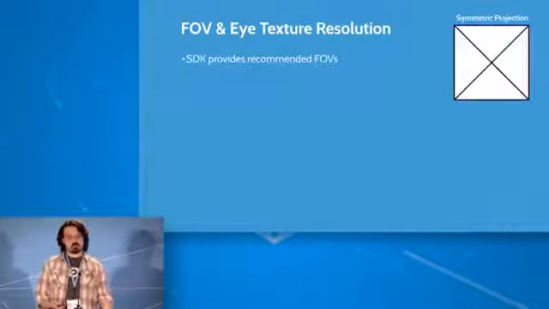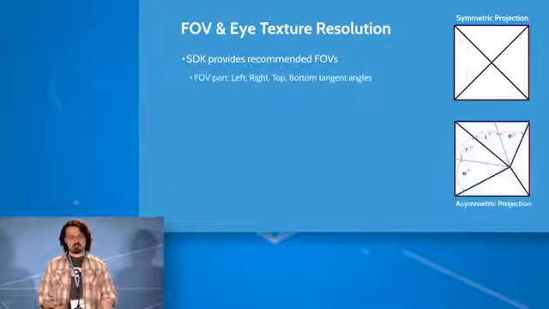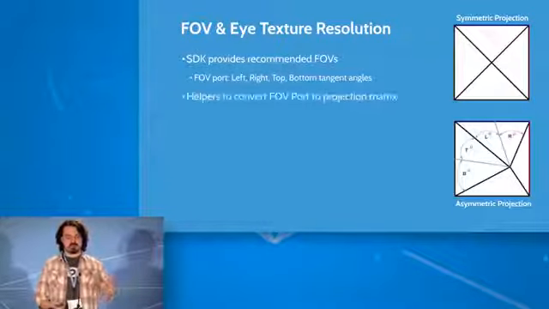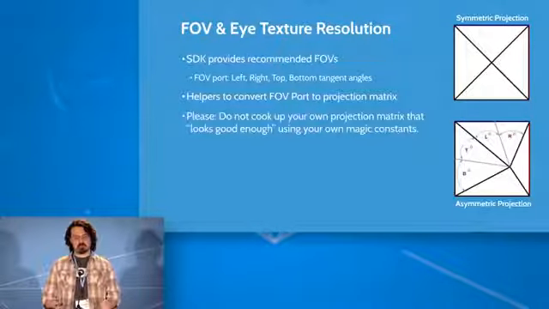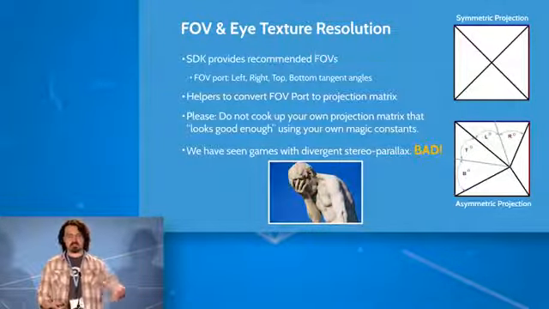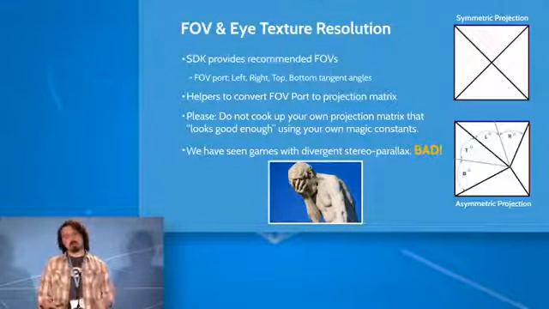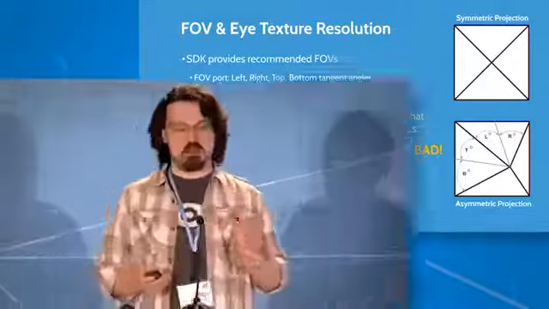So the SDK also provides you recommended FOVs. And FOV in this case is 4 separate values of tangent angles for each direction in the camera frustum. And we also have helpers to make sure that out of that FOV port, you can pull out a regular projection matrix. One thing we want to harp on is that please don't try to cook up your own projection matrix, because we've seen a lot of times where people think they can eyeball it. They're like, yeah, I think that's good enough, when in fact, sometimes we've seen games that have divergent stereo parallax. That is a no-no when it comes to stereo rendering. But we've seen it, and people have thought that that was the right way to render it.